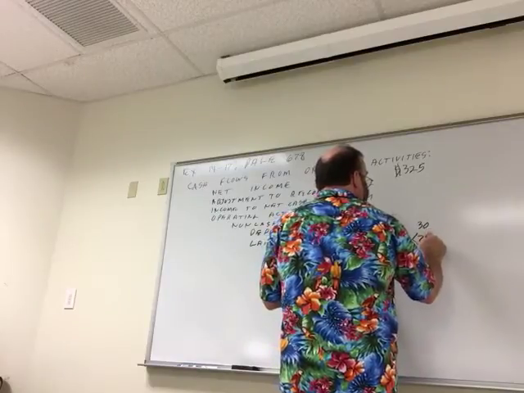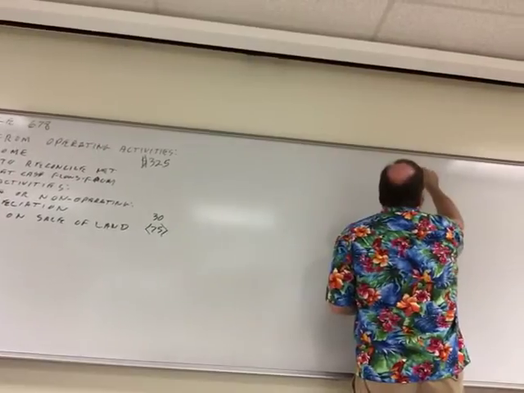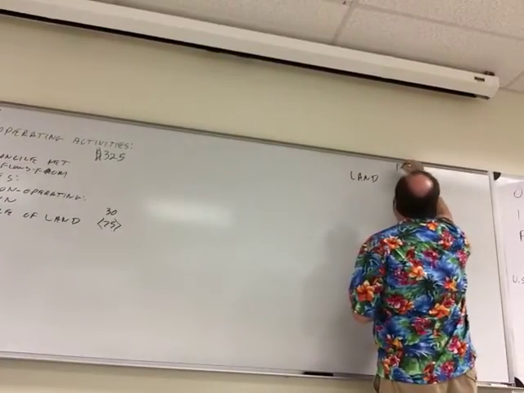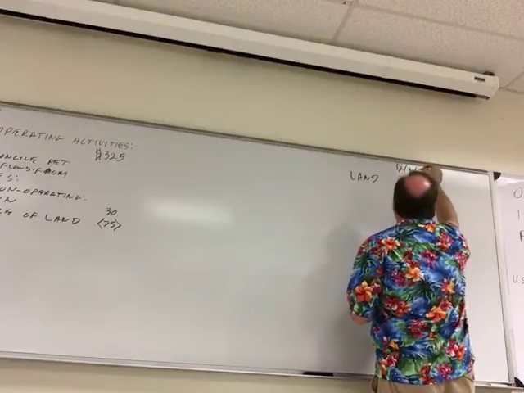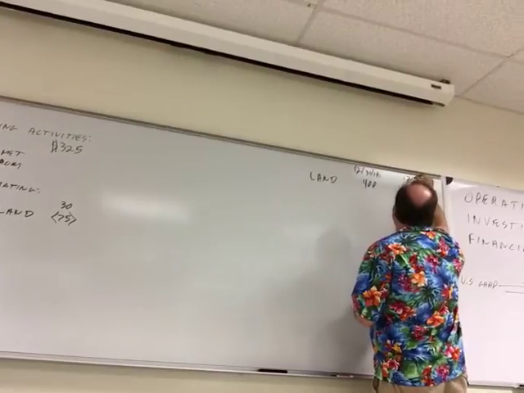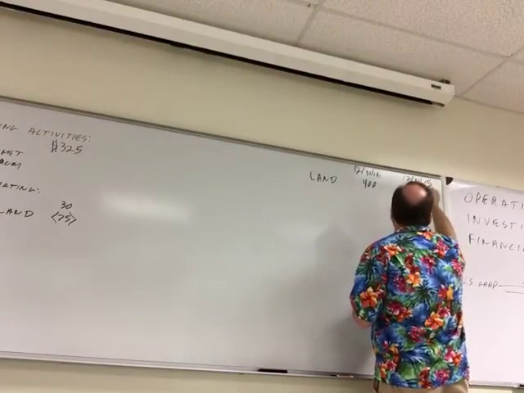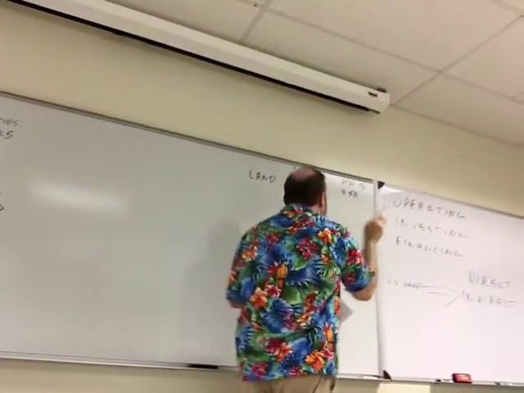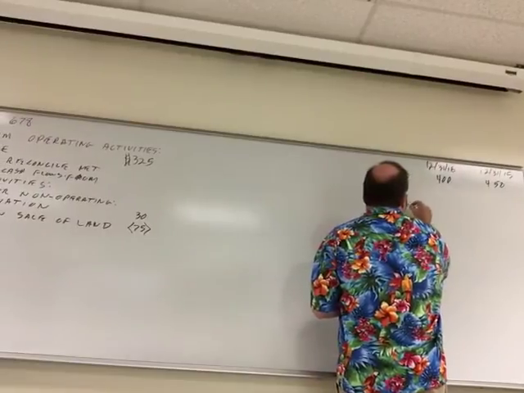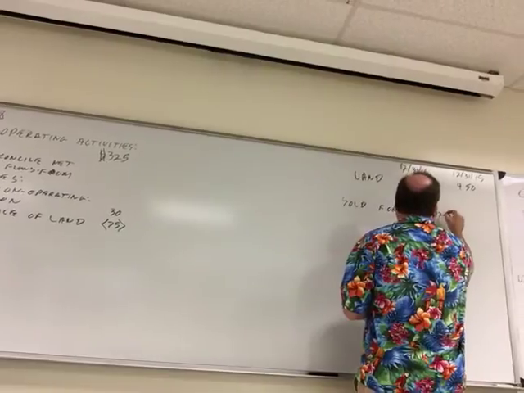For $75. Okay? So the land and equipment went on 12/31/16, it was $400, and on 12/31/15, it was $450. And then it says land was sold for $125.